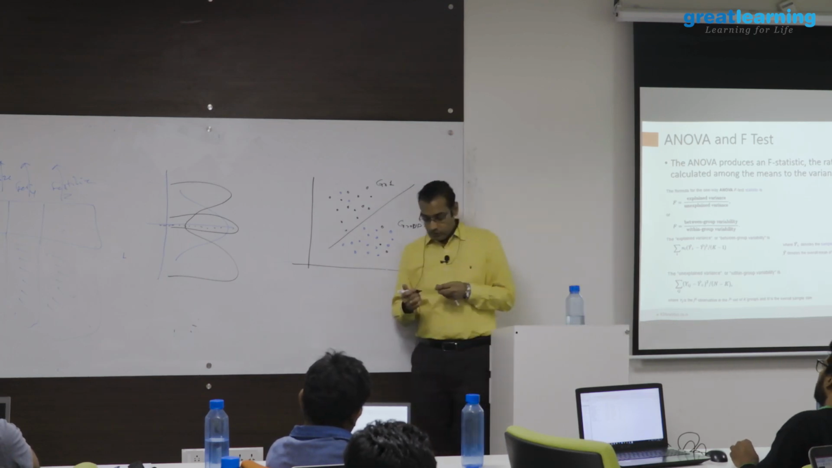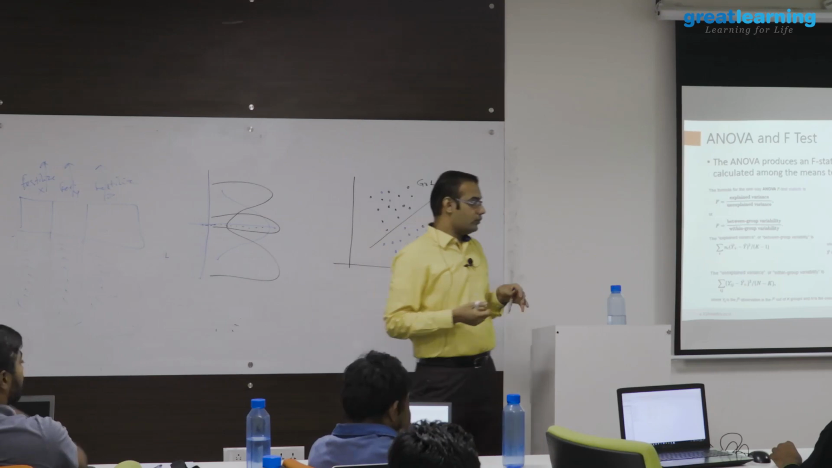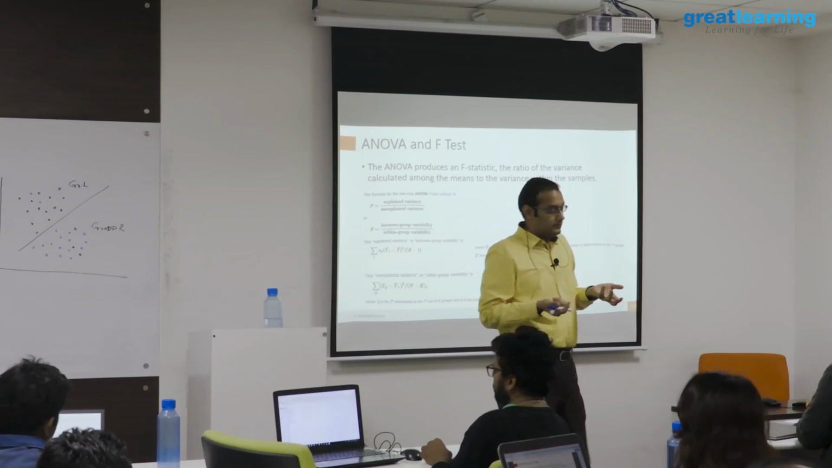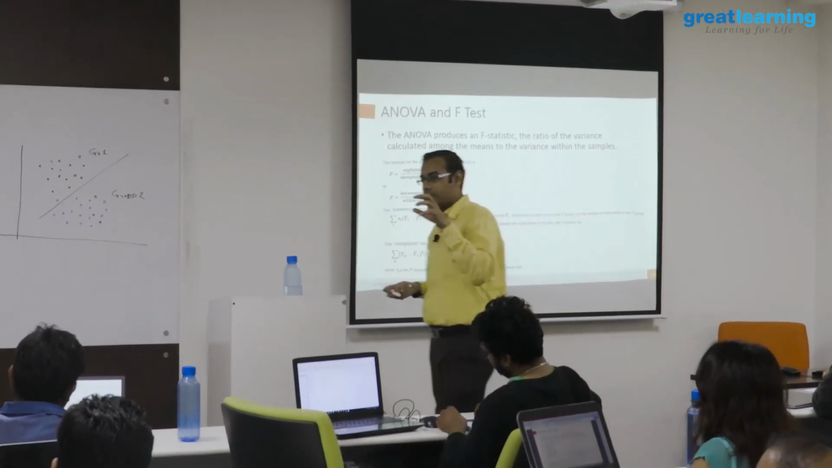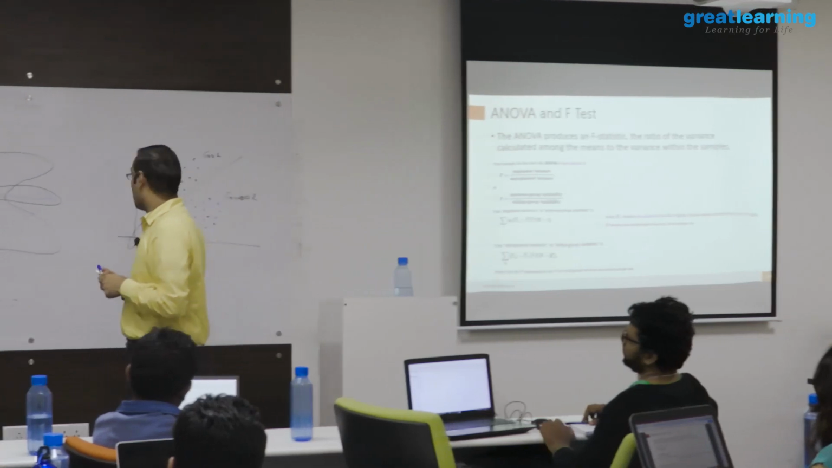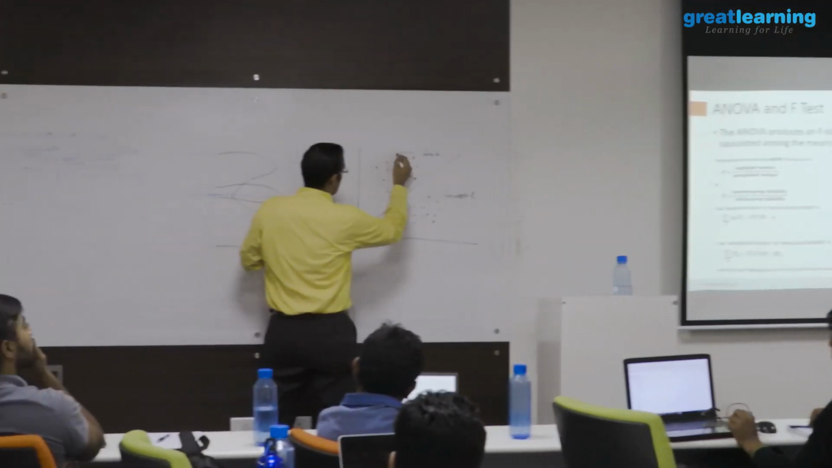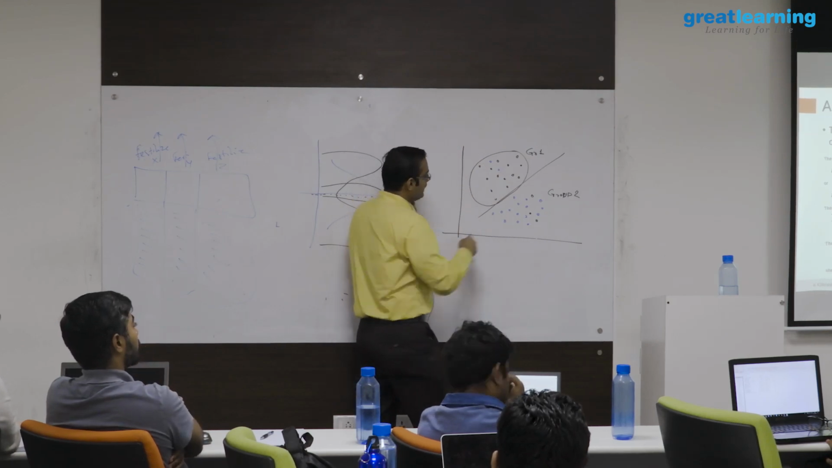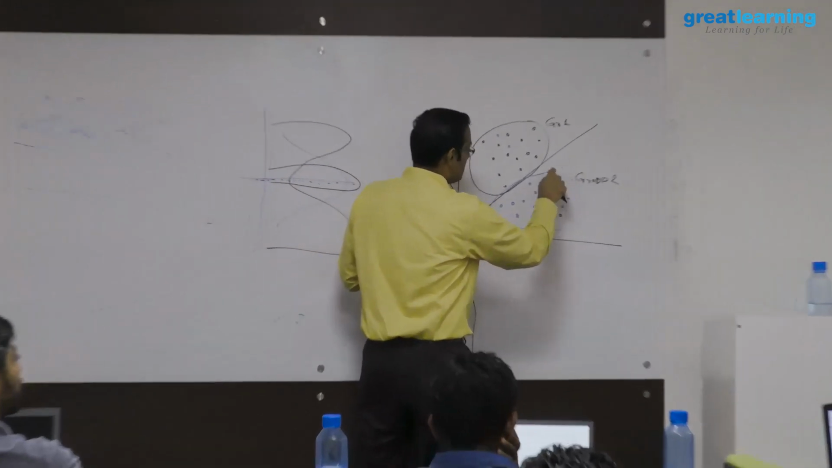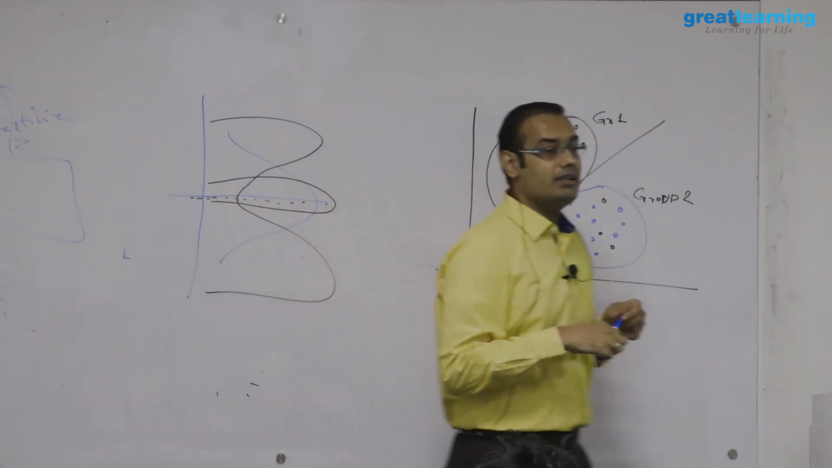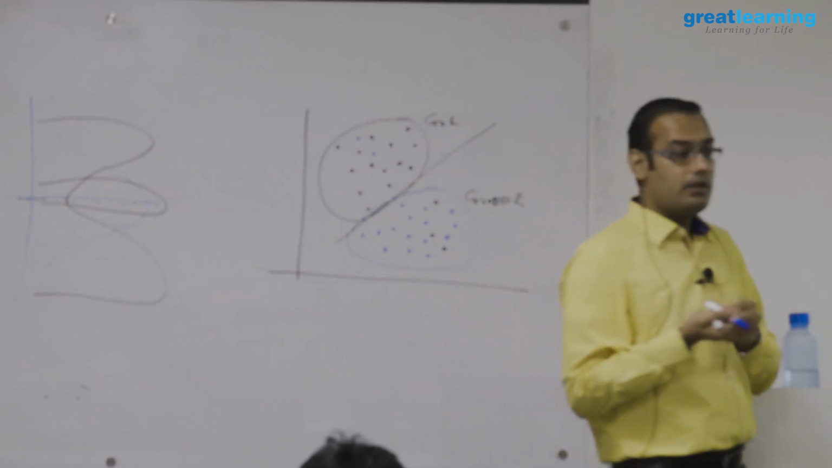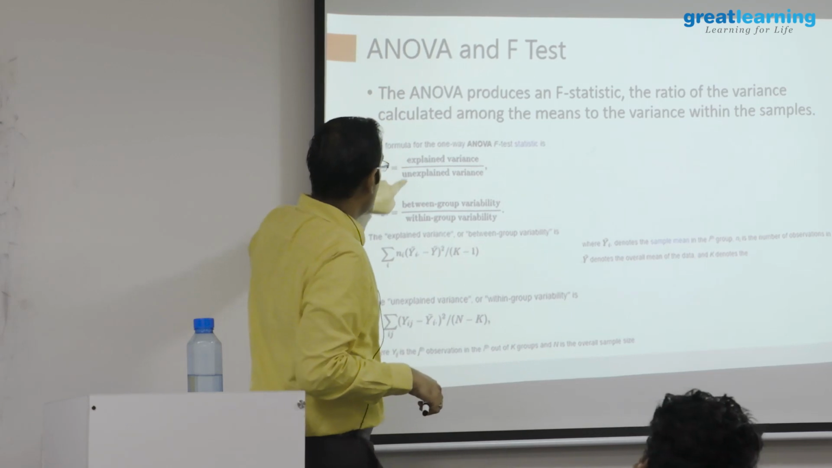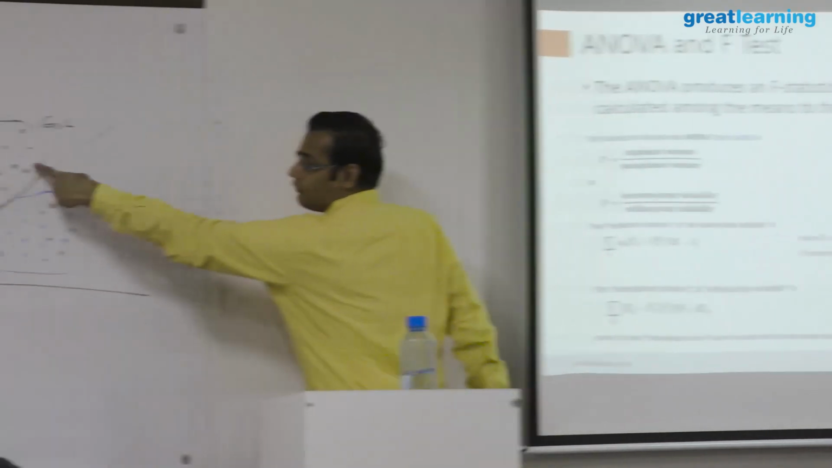No. So the amount by which I have been able to reduce the variance is what I have been able to explain by grouping them. However, within this group there is still a variance, and within this group there is still variance. That variance I have not been able to explain. That is unexplained variance.